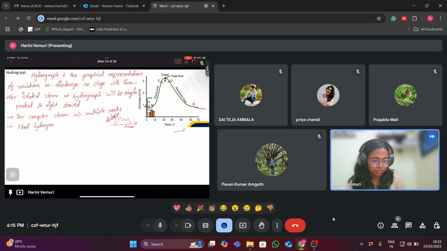And where are these useful? Generally when we are designing any hydraulic structure, we need to understand the dynamics of the river system. For that, we will be using a hydrograph because we will know when the peak will occur and how much the peak will be for a particular intensity of rainfall. All this information you will get from a hydrograph. So this will be helpful in designing hydraulic structures and also understanding the dynamics of river systems.